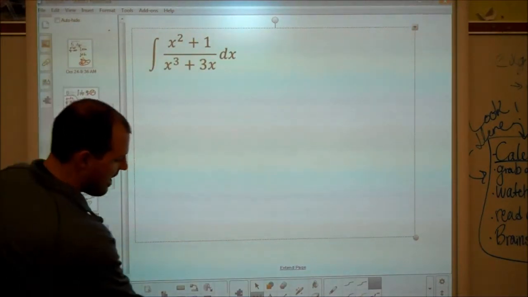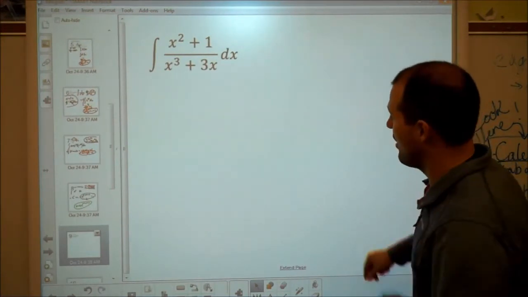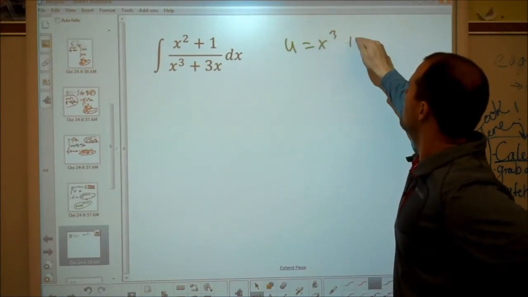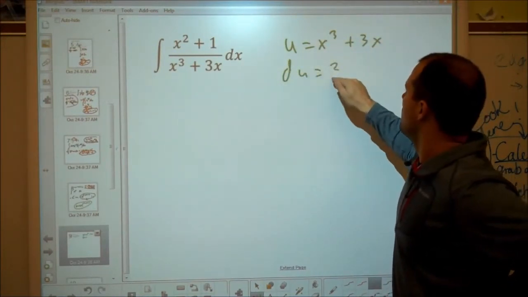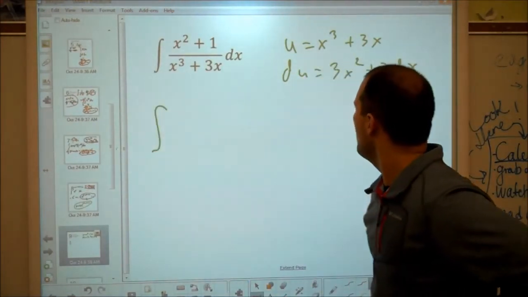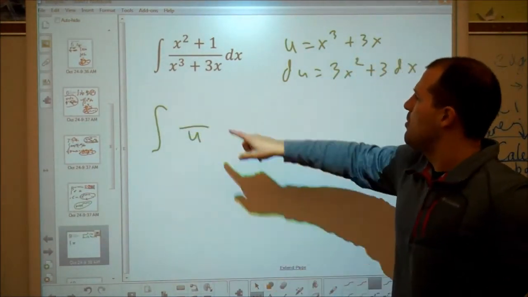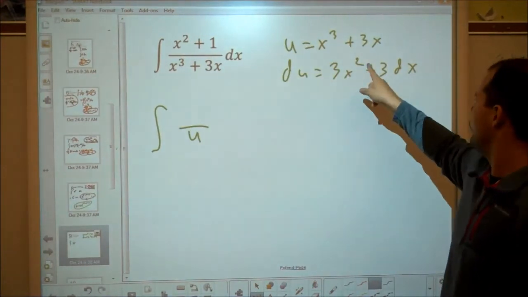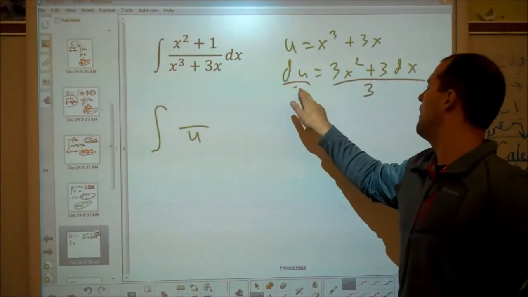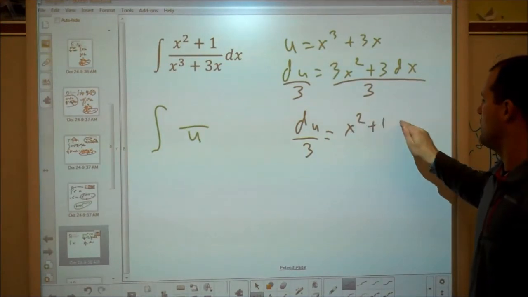Okay? Now I think you definitely can pause the video and try this one on your own. If you're ready to go for it, unpause, here we go. U equals x cubed plus 3x. Du equals 3x squared plus 3 dx. And when we start subbing, we run into a little bit of an issue. Our denominator matches perfectly, so we get something over u. But we have x squared plus 1 dx, and this says 3x squared plus 3 dx. It's too big. There's a simple trick for that. Divide by 3. And then we get du over 3 equals x squared plus 1 dx.